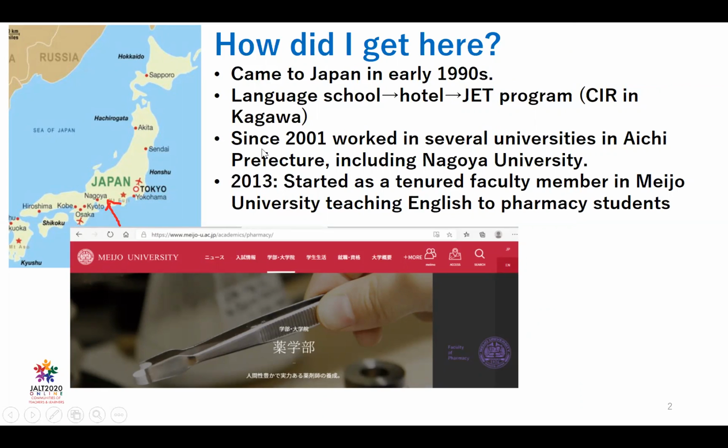Okay, so I came to Japan in the early 1990s, and I worked in a language school, and I worked in a hotel for 1 year in Shizuoka, and then I was on the JET program as a CIR in Kagawa from 1996 to 1999. Since 2001, I've worked in several universities in Aichi Prefecture, where Nagoya is located, including Nagoya University. In 2013, I started working here as a tenured teacher.